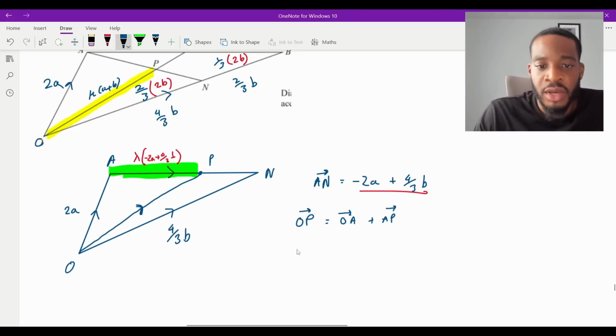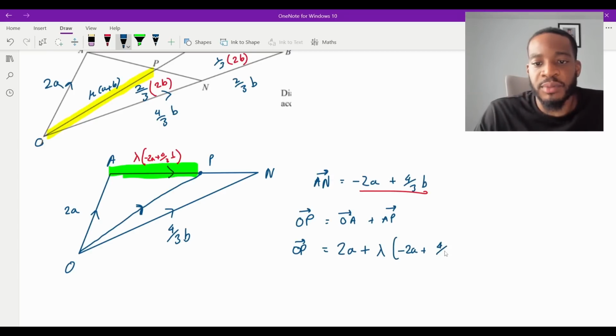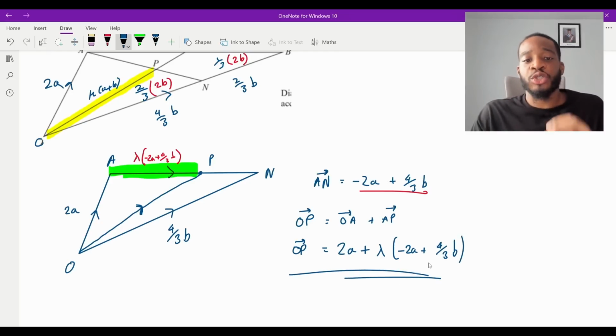for O to P. O to P is going to equal O to A, which is 2A. And then I'm going to add on the vector A to P, which is going to be lambda, and then minus 2A plus 4/3 b. Perfect. Now, we've got two expressions for O to P.